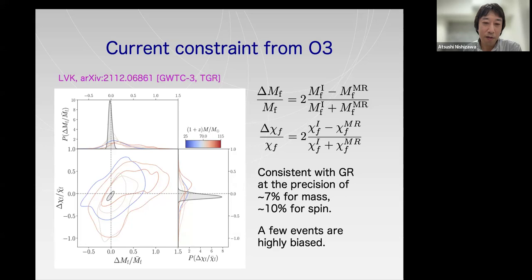But if you look carefully, some events deviate from the zero value. So the LIGO-Virgo collaboration tested this bias very carefully by injecting a gravitational waveform into the noise and checking how they are biased. Finally, we found that the bias is caused by noise. But this kind of bias often occurs in actual data analysis.